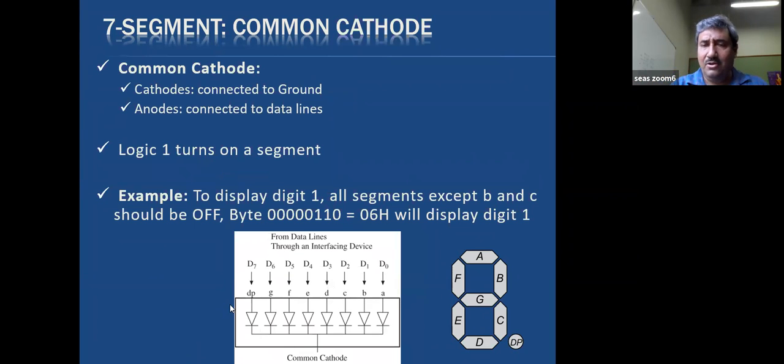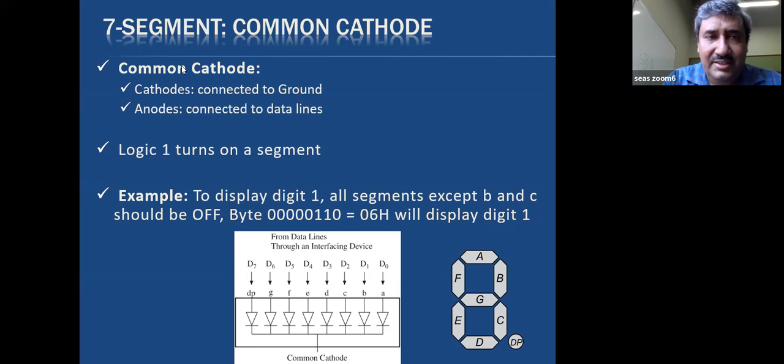Fine. Now, there can be a second scenario, that is common cathode. You can see the diagram. All the cathodes are connected to ground, and on the anodes we have connections to the IO pins. So in the common cathode scenario, the cathode is connected to ground, the anodes are connected to data lines, that are pins, and logic 1 turns on the segment. So here is an example. To turn on, say, digit 1, all segments except B and C should be off. When we send logic 1 to B and C, that is 06 hex, it will display digit 1. This is the second configuration.